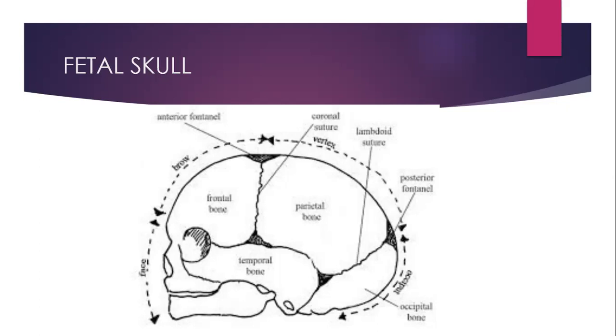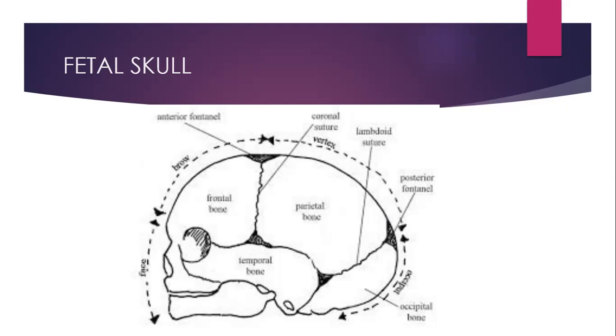Okay, so that was what we had talked about, the anterior posterior diameters of the skull. This includes submento-vertical, occipito-frontal, suboccipito-frontal, submento-bregmatic, suboccipito-bregmatic. All these were anterior posterior diameters. Next comes the transverse diameter.